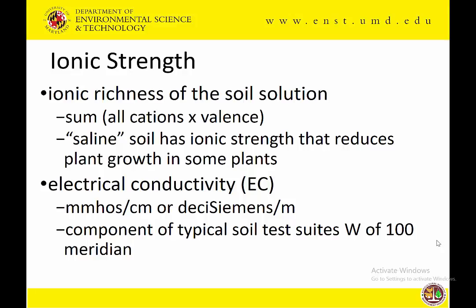And this is a very cumbersome way of determining the ionic richness, analyzing your soil solution for everything. But a surrogate for it that's very quick is electrical conductivity. And this is how readily electricity is conducted by your soil solution, all right? And this is a very common measurement in the drier parts of the United States. It's a typical inclusion in soil test labs west of the 100th meridian, all right? It's measured in something called millimhos per centimeter. Those are the old units, or the international units are decisiemens per meter. It's the same numbers, it's just different units, so if you think in one, it's the same for the other.